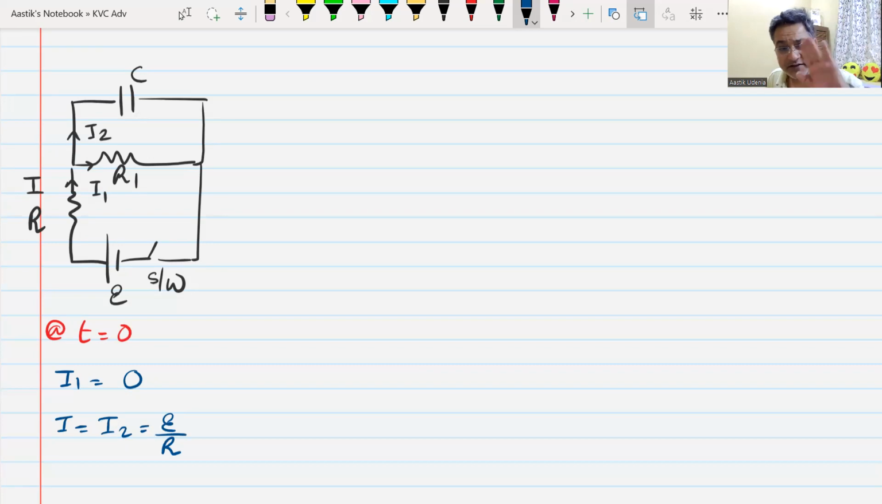Understood. Chalo, we understand this, so we move ahead. At time t equal to infinity, a long time has passed. What is the value of I, I1 and I2?